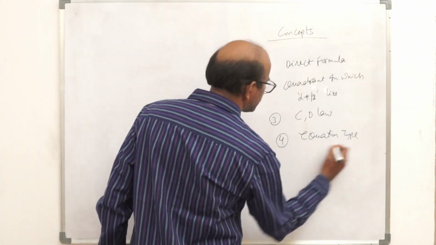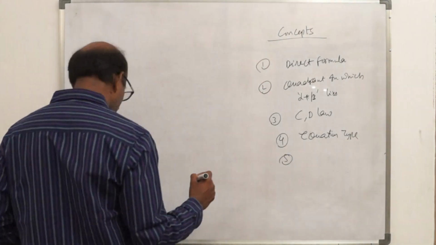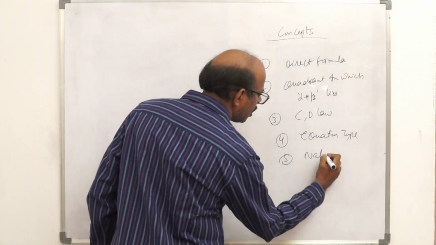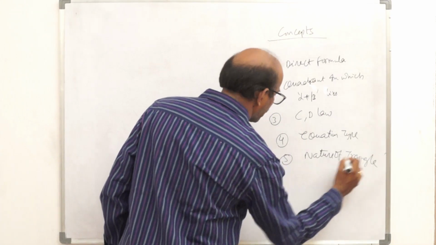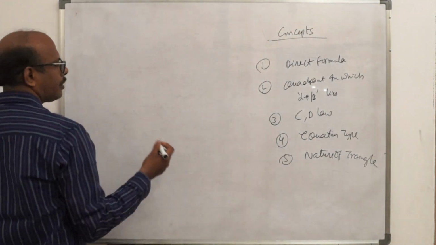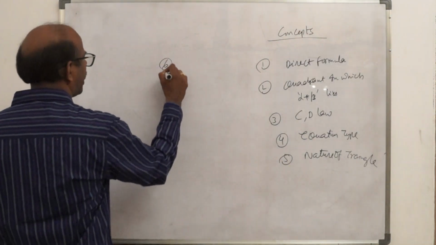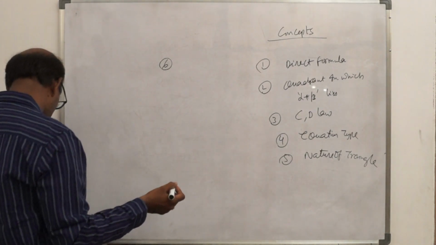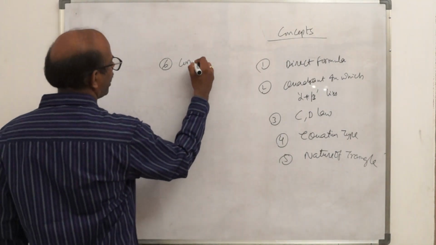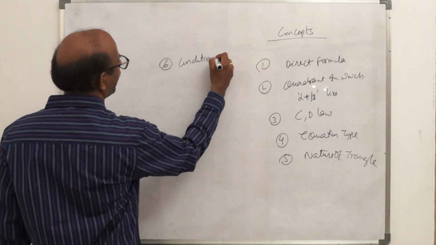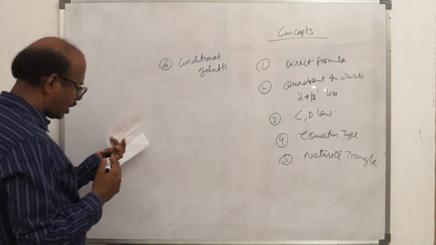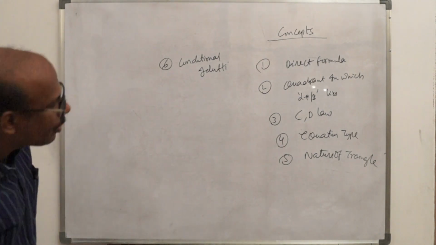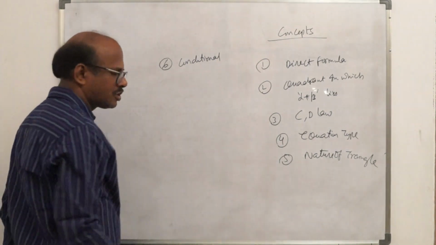Equation type problems depend on the situation. Next, nature of triangle. It depends on the given condition. The nature of the triangle will be decided by using compound angle relations. Next, various conditional identities are very much useful in solving compound angle applications.